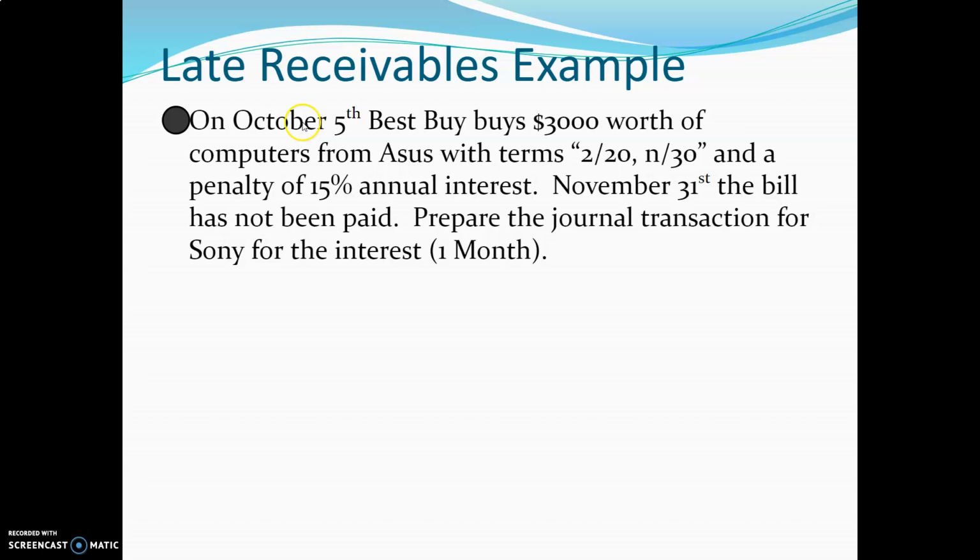So we had October 5th. It was due 30 days from that. Roughly, we're looking at November 31st. The bill has not been paid, so that means roughly 1 month has gone by. And so we're just going to generalize, and we're going to estimate that to be 1 out of 12. Why 12? Because there's 12 months in a year, and we're rounding this to the nearest month.